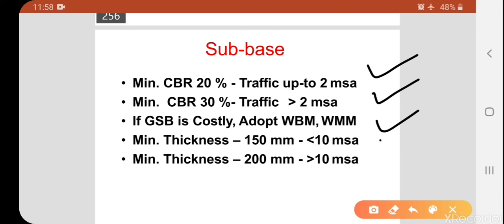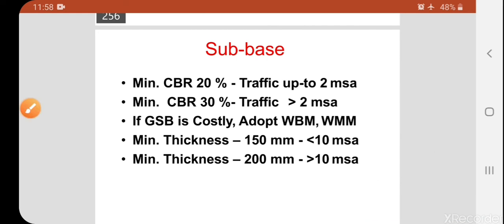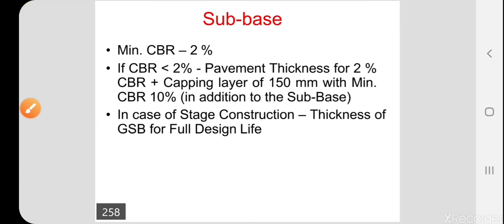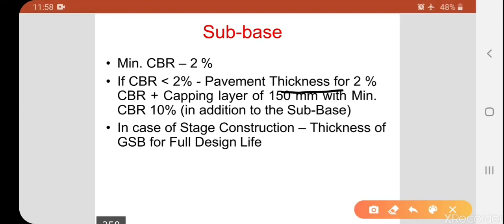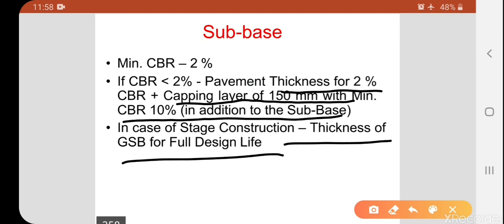Minimum thickness is 150 for less than 10 MSA. Minimum thickness is 200 for greater than 10 MSA. Next, subgrade: the minimum CBR is 2%. If the CBR is less than 2%, the pavement thickness is for 2% CBR plus a capping layer of 150 mm with minimum 10% CBR in addition. And the last one, in case of stage construction, the thickness of the GSB is for the full design life.